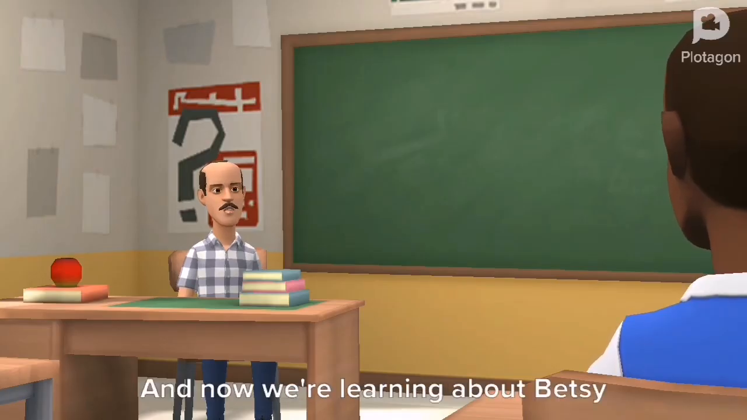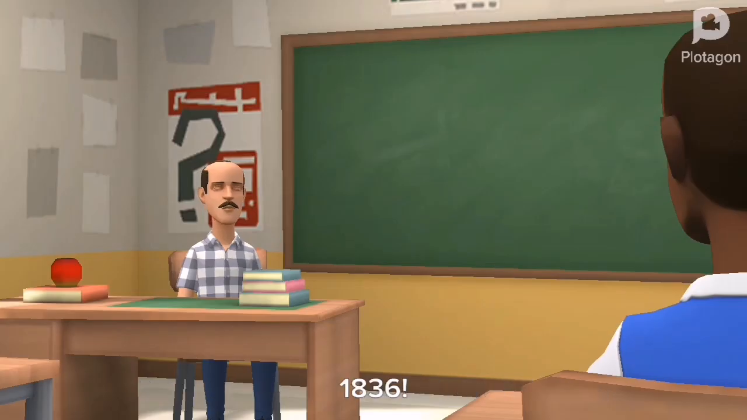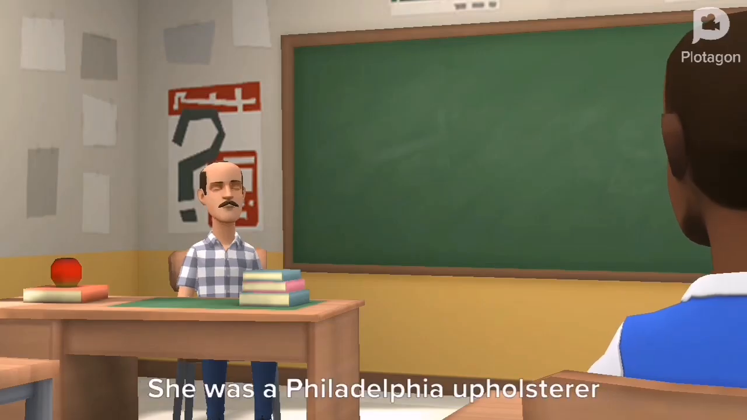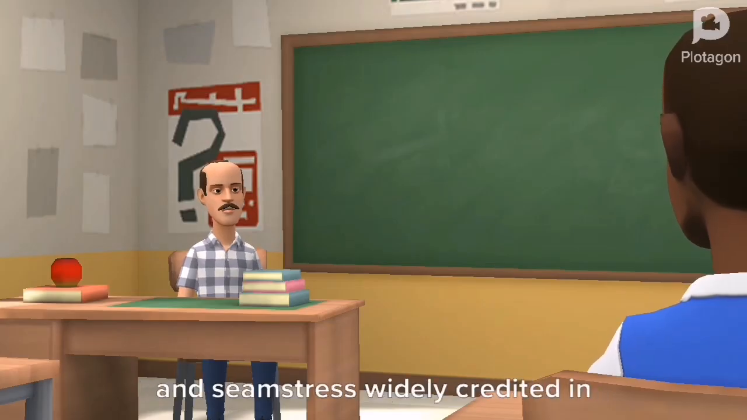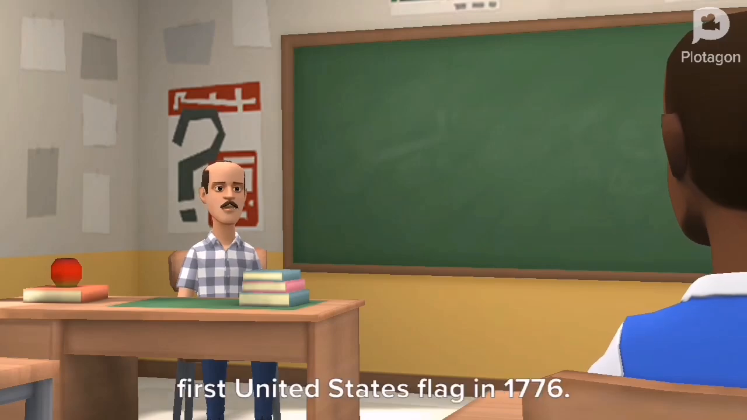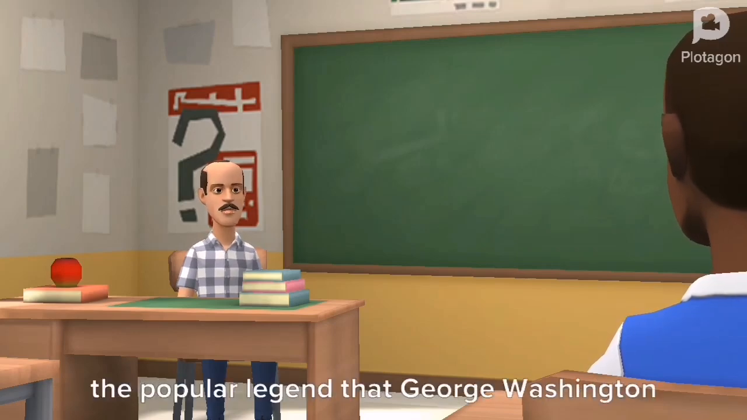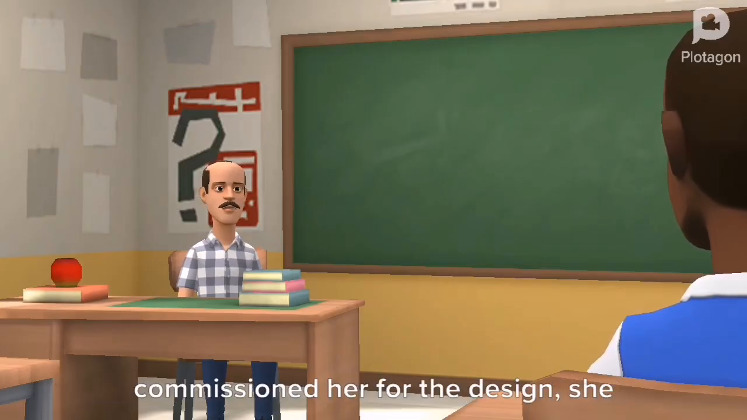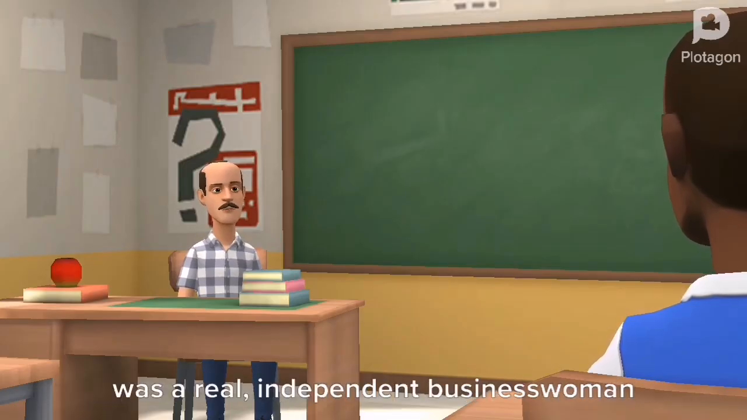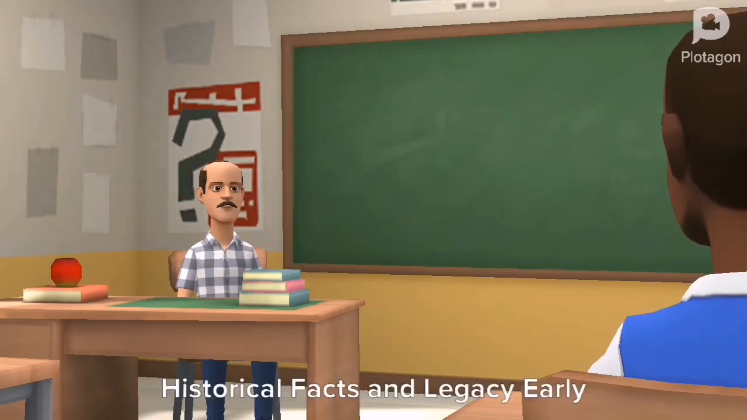And now we're learning about Betsy Ross. Betsy Ross, born in 1752 and died in 1836. She was a Philadelphia upholsterer and seamstress, widely credited in American folklore with sewing the first United States flag in 1776. While historical evidence cannot verify the popular legend that George Washington commissioned her for the design, she was a real, independent businesswoman who made flags for the Pennsylvania Navy.